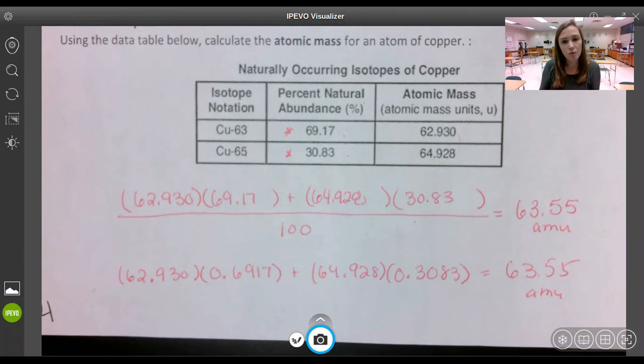Okay, so that covers everything. We went over isotopes and we went over atomic mass, so you should be able to do some practice questions moving forward.